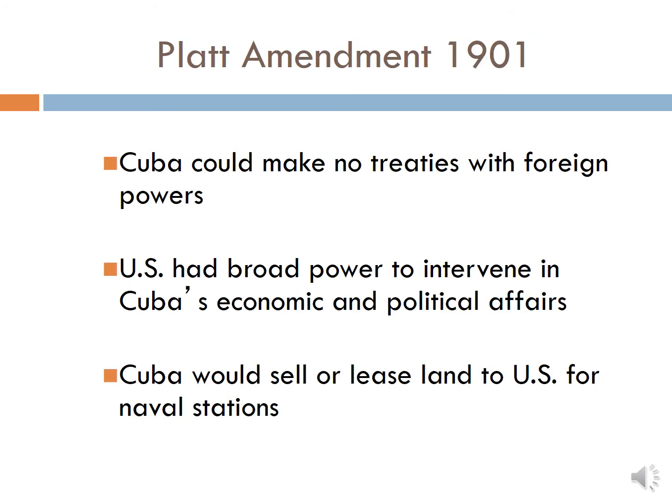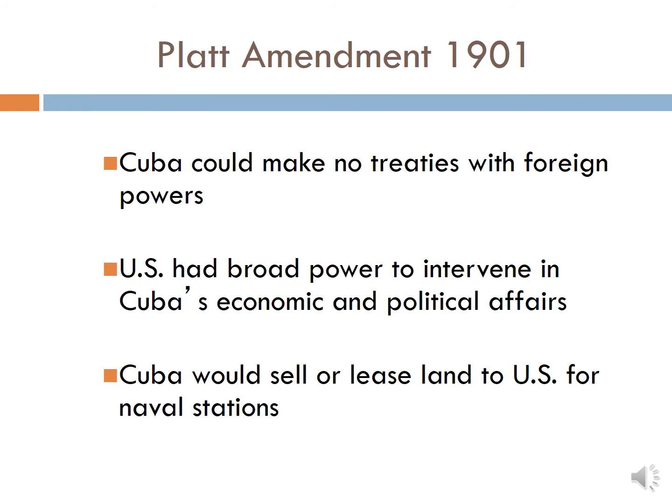And that control is going to be gained through the Platt Amendment of 1901. So the Platt Amendment of 1901 is an amendment to the Cuban Constitution that allows for the United States to have significant control in Cuban affairs. So the Platt Amendment says Cuba could make no treaties with foreign powers on its own. In other words, the United States would help negotiate any kind of agreement that it had with foreign powers moving forward.